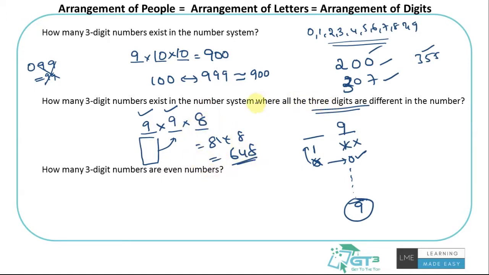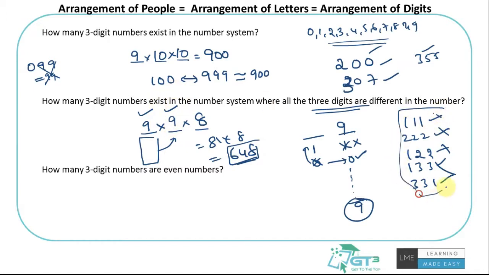So what do I mean by that? The digits do not repeat. I should not count numbers like this where all the 3 digits are repeated. I should not count numbers like this where 2 of the 3 digits are repeated, right? If I remove all of this, I'll get 648 numbers where all the 3 digits are different in the number. So the remaining cases would obviously be 900 minus 648.